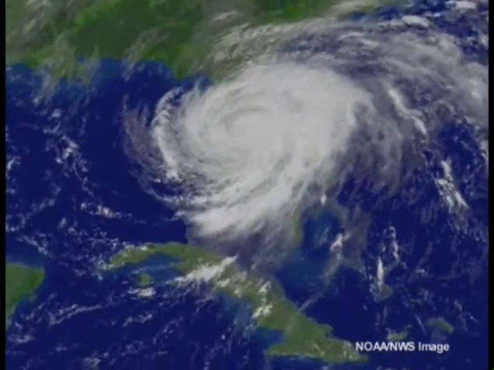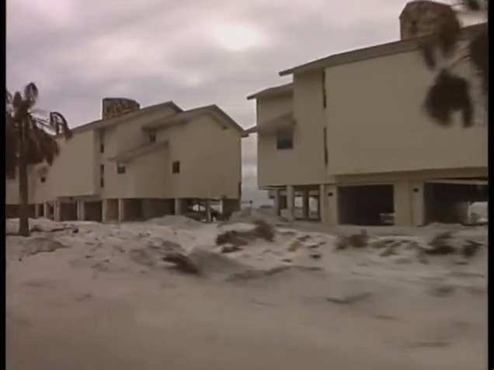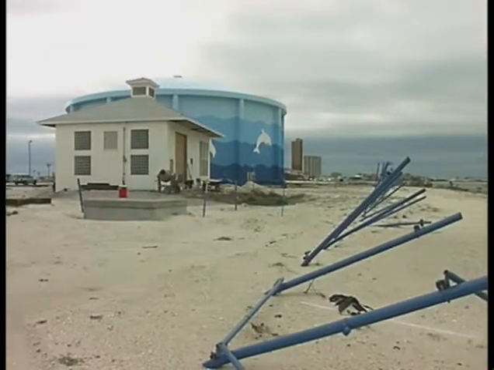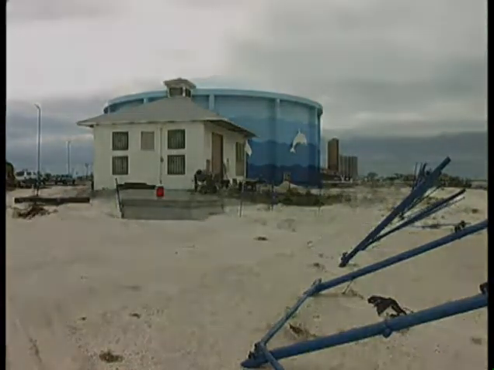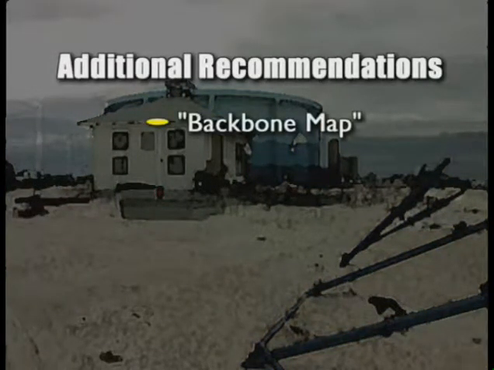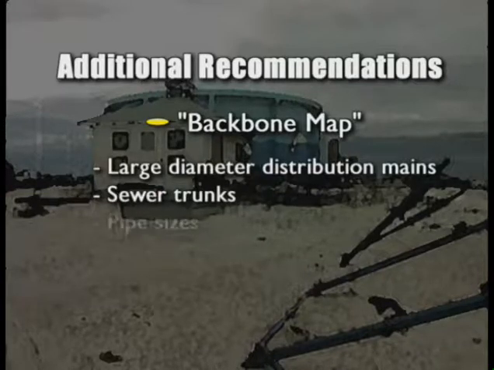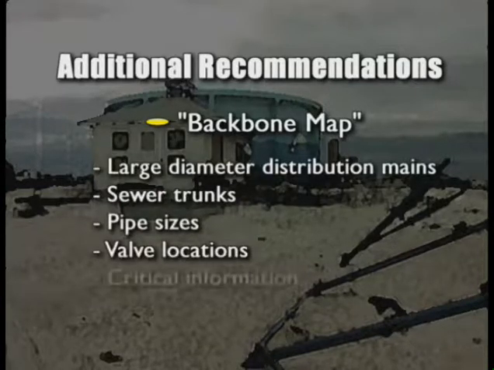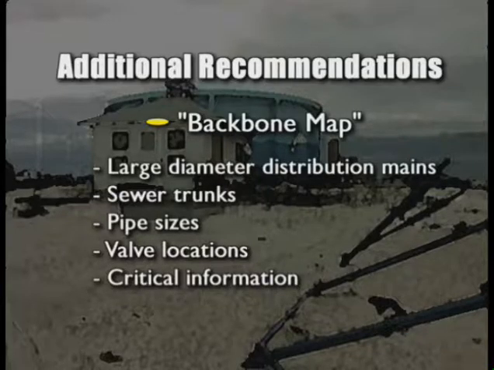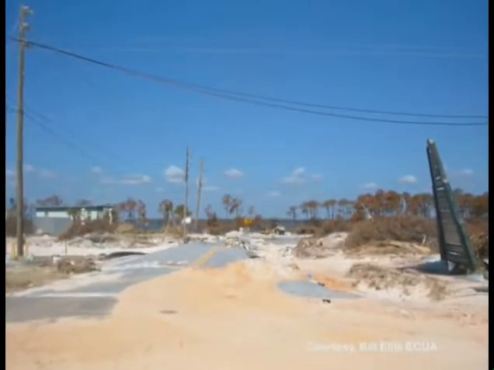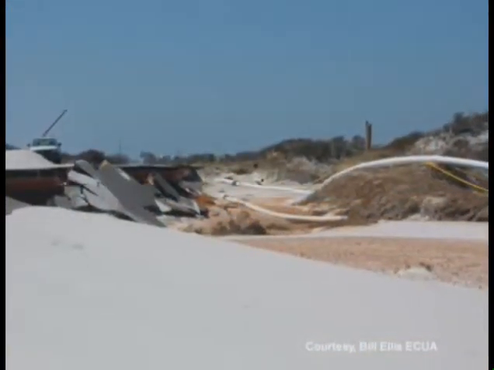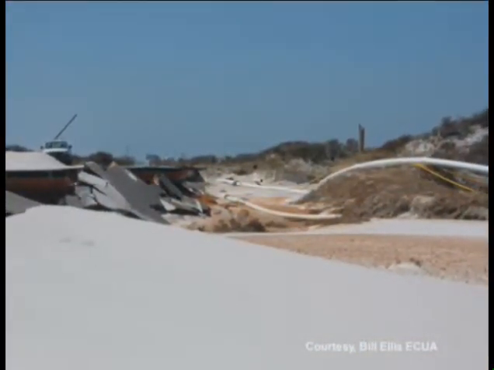Along coastal areas east and west, utilities have repeatedly endured powerful storms and have learned important lessons. Here are some additional suggestions for dealing with natural disasters. Using GIS with GPS location information, prepare a distribution system backbone map, displaying large diameter distribution mains or sewer trunks, including pipe sizes, valve locations, and other critical information. This is especially important for events that can violently erase or rearrange local landscape topography.